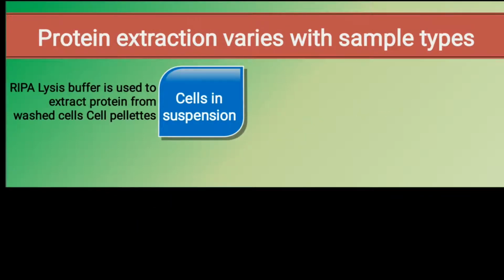The first one is suspension cell culture. Generally, RIPA buffer is used after pelleting the cells. It is mixed with RIPA buffer so that the protein is extracted and present in the supernatant.